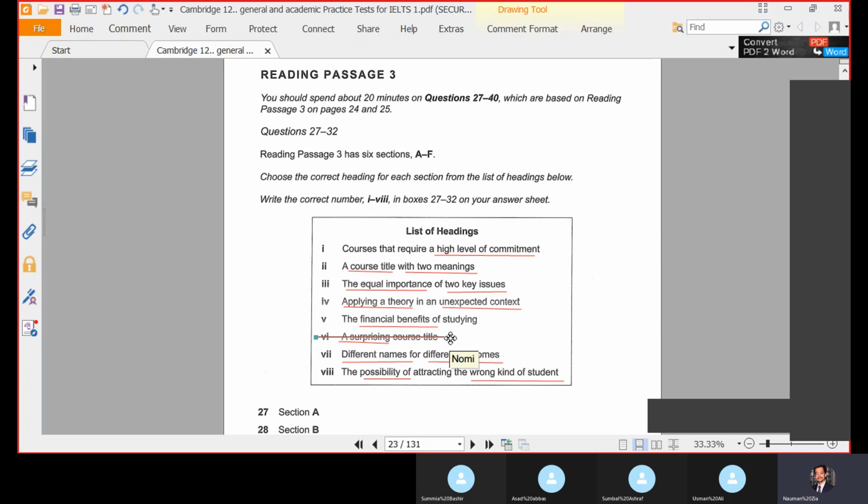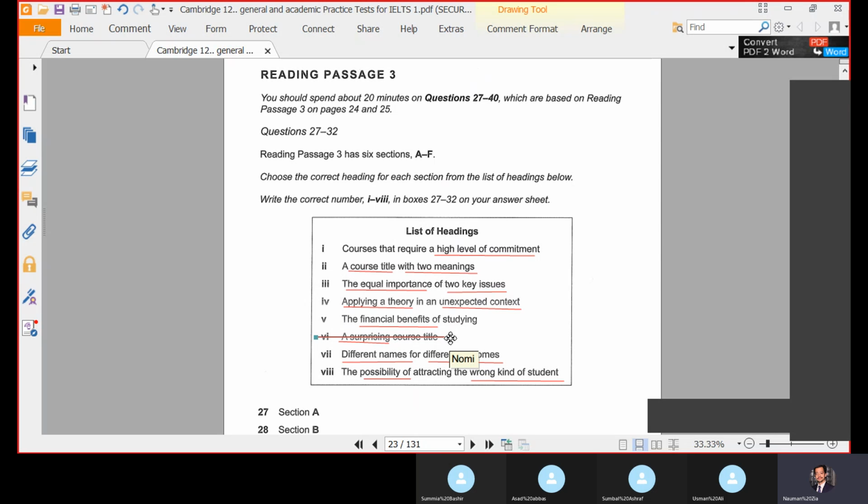Have they talked about this thing? No. Next, course title with two meanings. No. Next, equal importance. No. Applying a theory in an unexpected context. Maybe he's trying to apply something because he's saying on behalf of someone. Okay. Next, financial benefits. No.